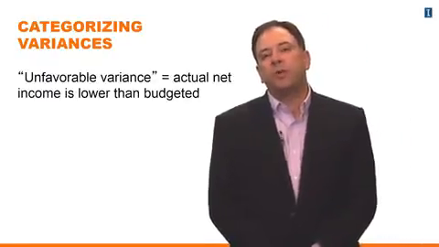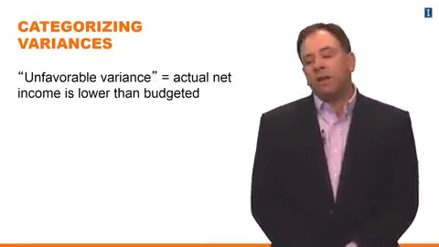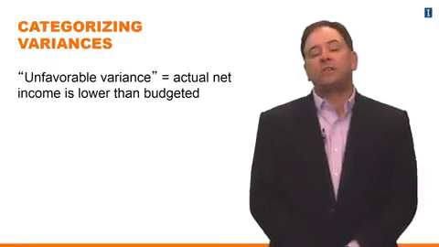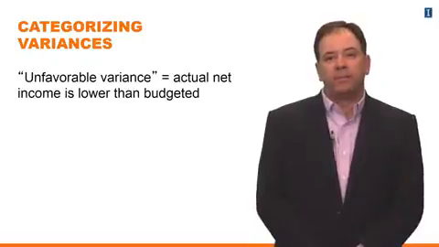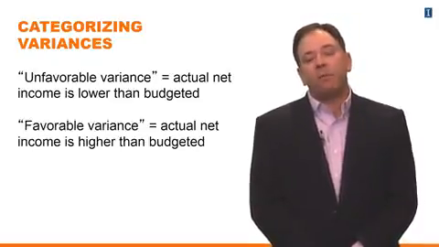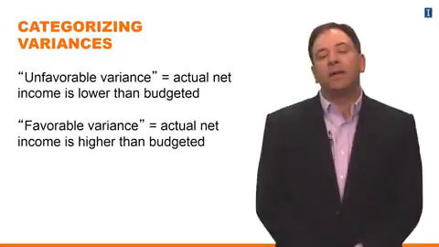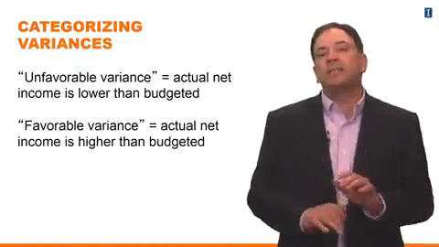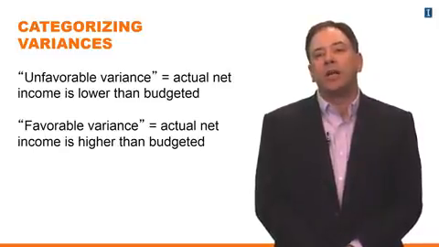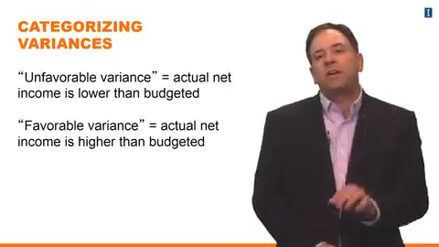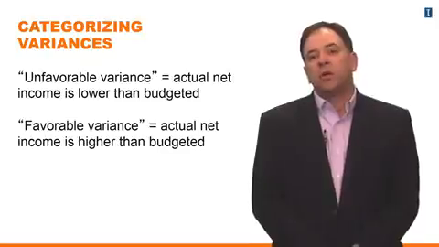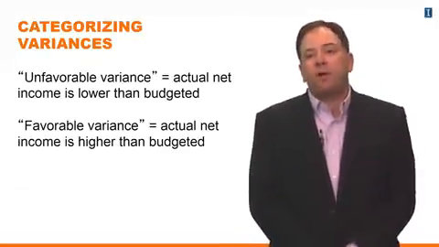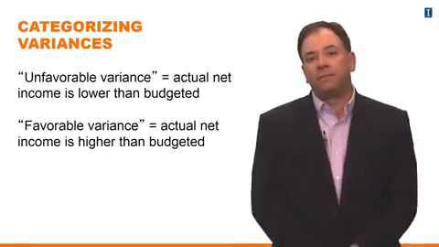Unfavorable refers to a situation when the source of the variance or a particular variance creates actual net income that is lower than what was budgeted. And in the opposite case, a favorable variance signals that actual net income is higher than budgeted. Now, this does not mean that the entire company's net income is higher or lower than budget. It's just particular to this variance that we're looking at. So multiple variances can be unfavorable or favorable, and they would offset each other in the aggregate level.